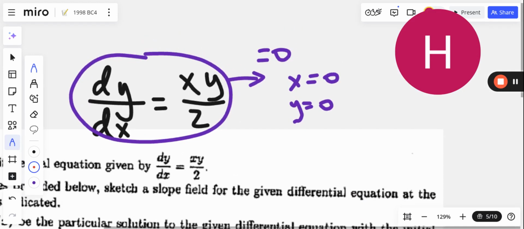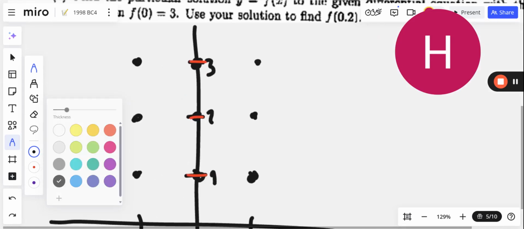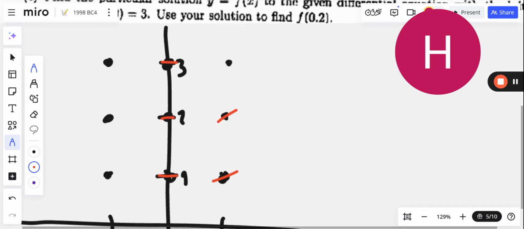Notice that if x and y get bigger, like if x gets bigger, the slope gets bigger. And if y gets bigger, the slope also gets bigger. So we should expect this to have kind of a positive 1 times 1 over 2, maybe like that. And then here we have positive 1 times 2 over 2, which is just a slope of 1. At 1 comma 3, we have a slope of 3 over 2, so maybe just a little bit steeper than 1.